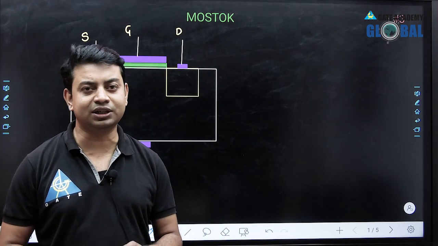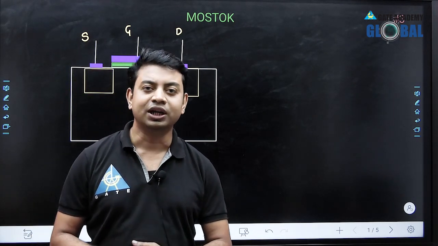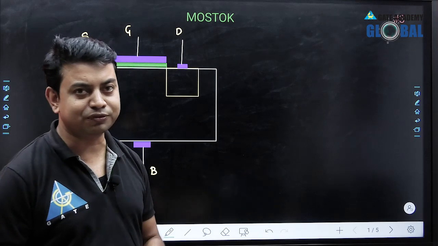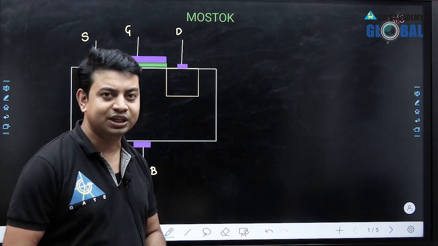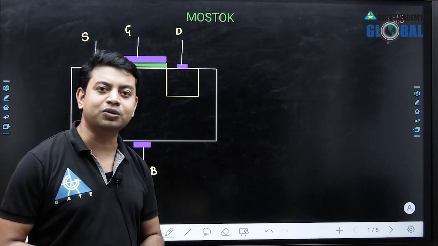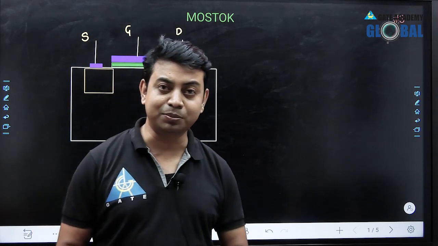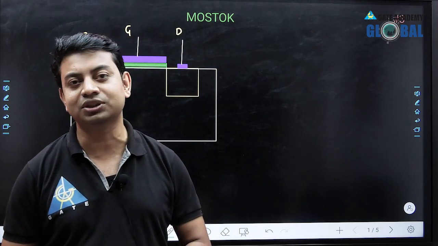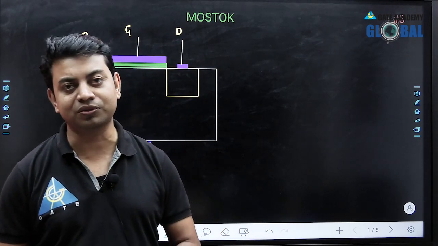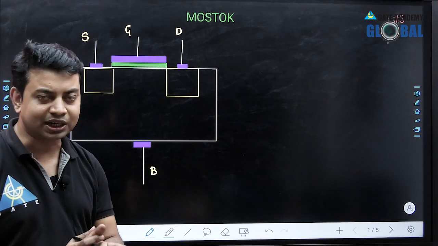One of the topics included in GATE electronic devices is the MOSFET, and we are on lecture 3 of this MOSFET crash course series. The name of this series is MOSTOK, and we are transferring the knowledge of MOSFET to students so that they benefit while writing the examination in the 3 hours duration of GATE. This is an exclusive crash course run by GATE Academy.